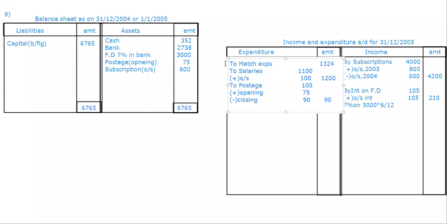Then maintenance of ground, we don't have any adjustment, so directly I'm going to take 682. Then printing he gave. How much printing and stationery did he give? 324. After that, conveyance, 82.